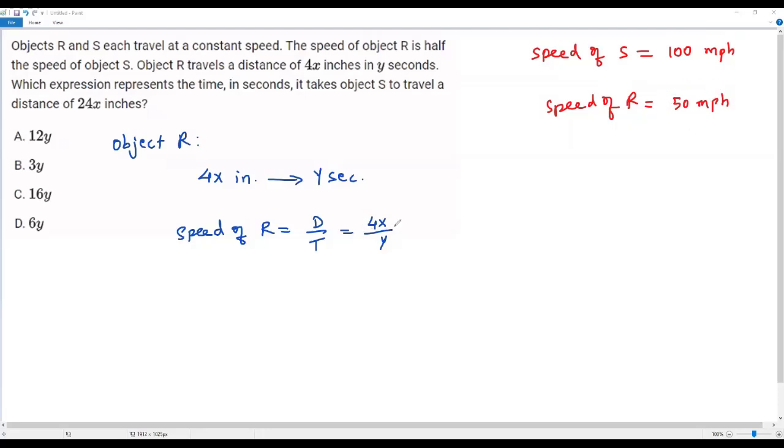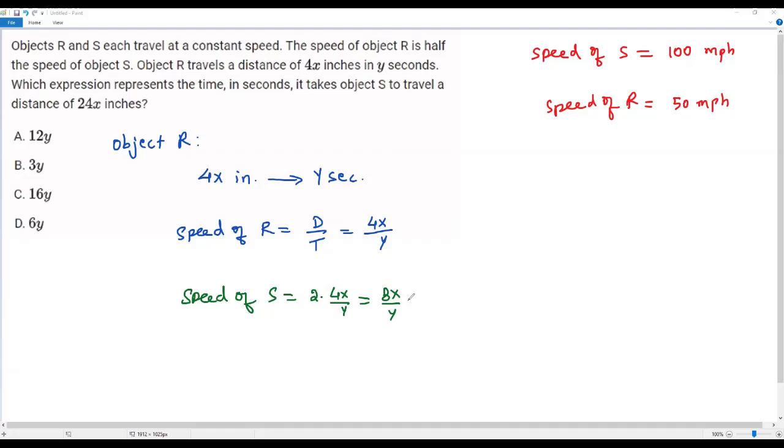Here we know the speed of object R, that is 4x divided by y. So from the speed of object R, 4x over y, if I want to get the speed of object S, what should I do? I have to take 2 times the speed of object R. Let me write it over here. So speed of object S is equal to 2 times the speed of object R, that is 2 times 4x over y. When I multiply 2 and 4x, I'm getting 8x over y. Now I got the speed of object S.